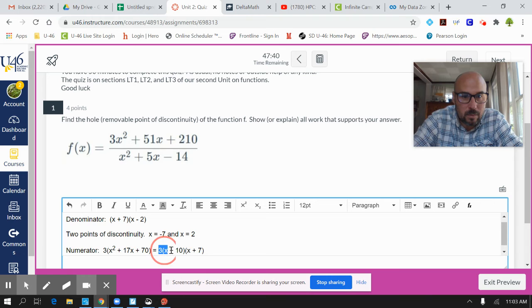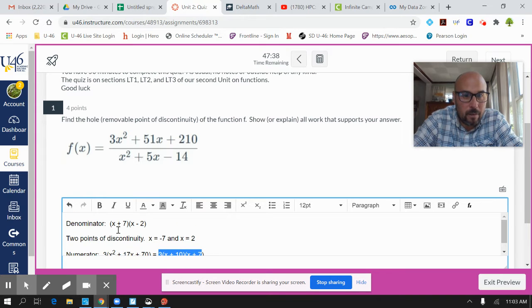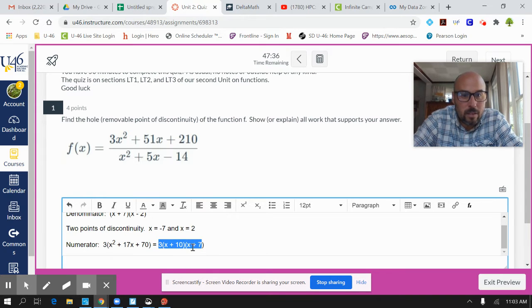This is what's on top. And our denominator, this is what's on the bottom. Notice the x plus 7 cancels out. It gets removed. So that tells me that -7 is the hole. That is the removable point of discontinuity. What about x equals 2, you may ask? What is that? That is a vertical asymptote.